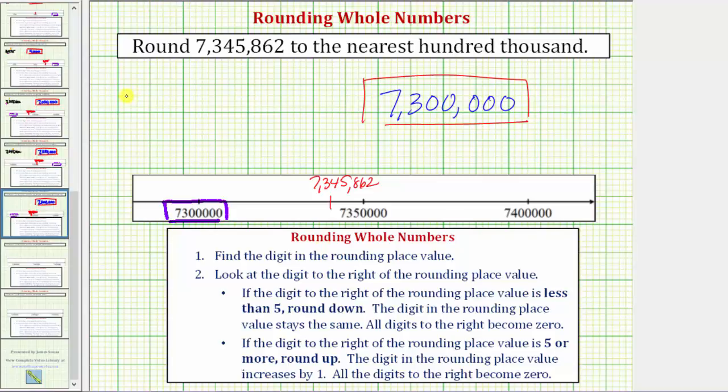Using our formal rules one last time, we begin by locating the digit in the rounding place value, which in this case is the 3 in the 100,000s place value. Now we look at the digit on the right, which is the 4 in the 10,000s place value. So the 4 is our decision maker. Because 4 is less than 5, we round down, which means the digit in the rounding place value stays the same. So if the 3 stays the same, all digits to the right become 0, giving us 7,300,000. So it's important to notice when rounding down, we do not change the digit in the rounding place value, but when rounding up, we do increase it by 1. I hope you found this helpful.